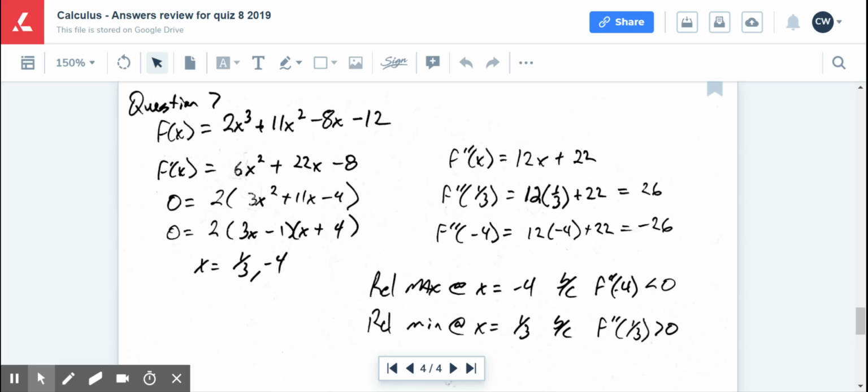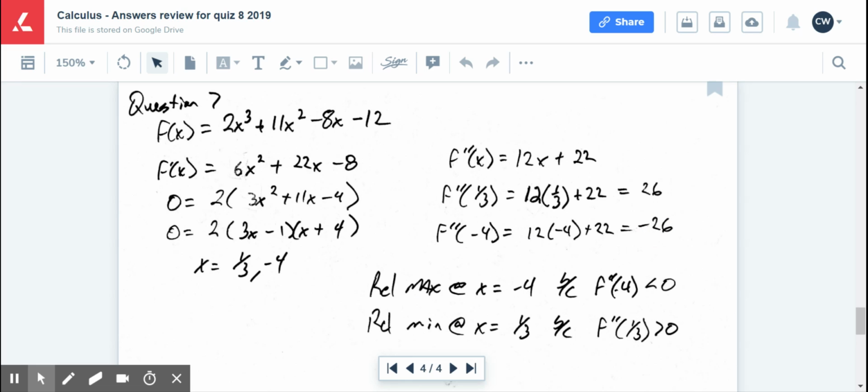Take the second derivative. So derivative of 6x squared is 12x. Derivative of 22x is 22. I plug in the 1/3. 12 times 1/3 gives me 4. 4 plus 22 gives me 26. I plug in the -4. 12 times -4 is -48. -48 plus 22 gives me -26.